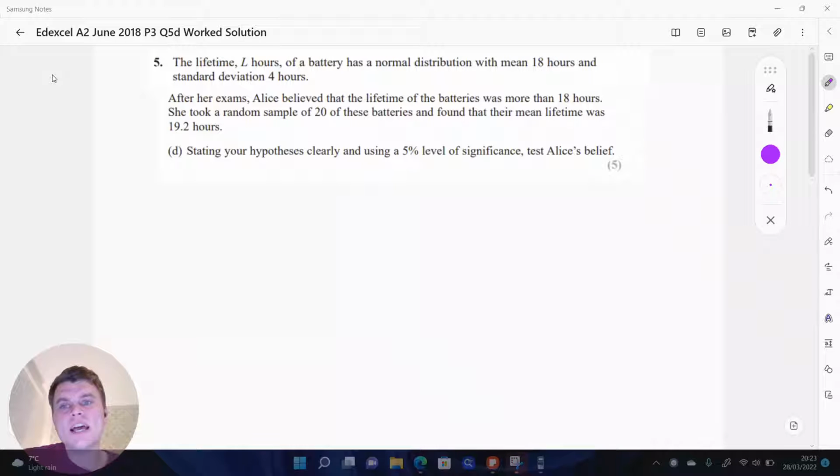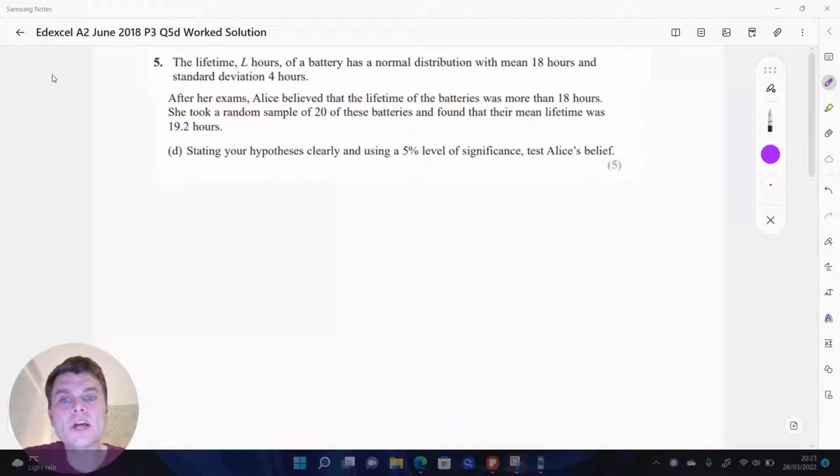The question features the lifetime, L hours, of a battery that has a normal distribution with a mean of 18 hours and a standard deviation of 4 hours. After their exams, Alice believed that the lifetime of the batteries was more than 18 hours. So she took a random sample of 20 of these batteries and found that their mean lifetime was 19.2 hours. And this is part D of this question.